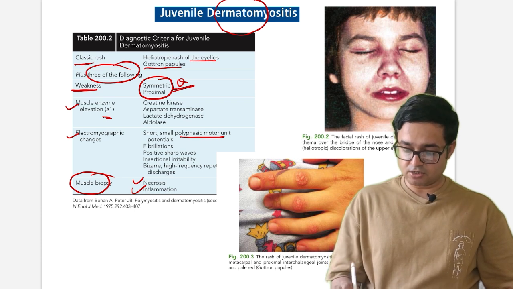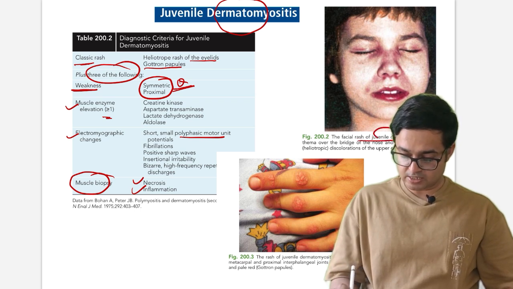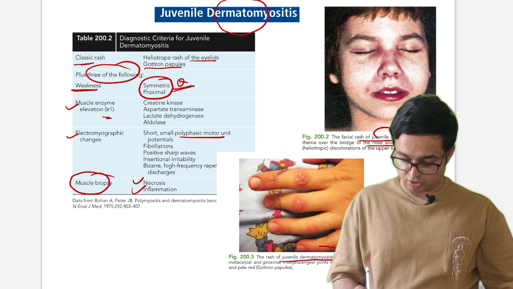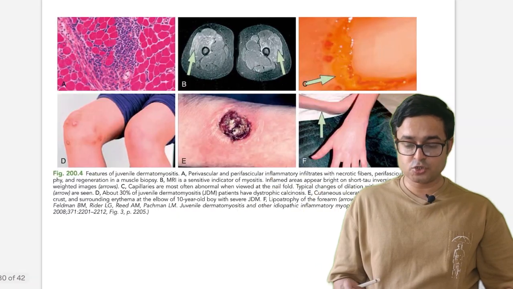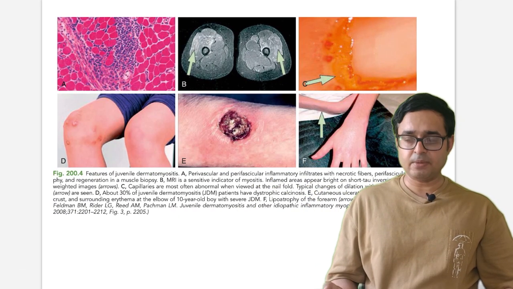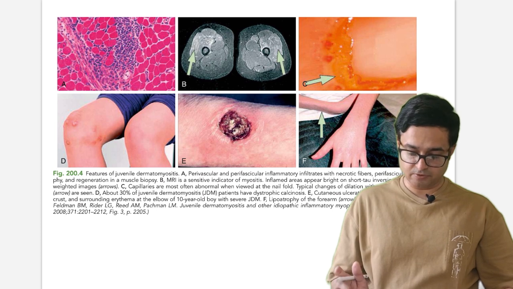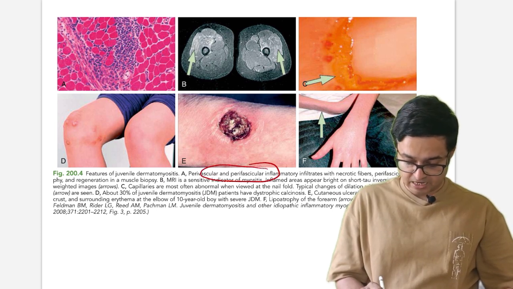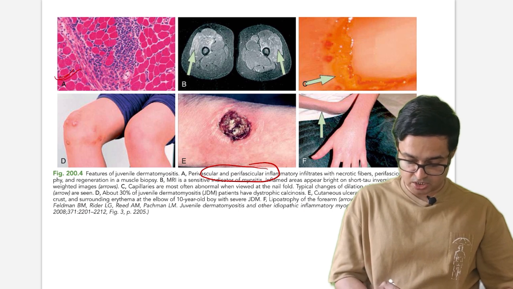So these are facial rashes of juvenile dermatomyositis over the bridge of the nose and malar areas, or this is a rash of juvenile dermatomyositis on the metacarpal and proximal interphalangeal joints. Okay, so these images can be asked because these are beautifully explained in Nelson. What is this? This is perivascular and perifascicular inflammatory changes.